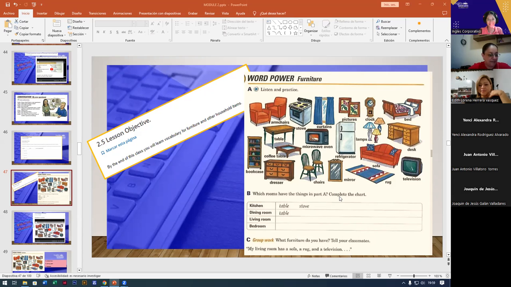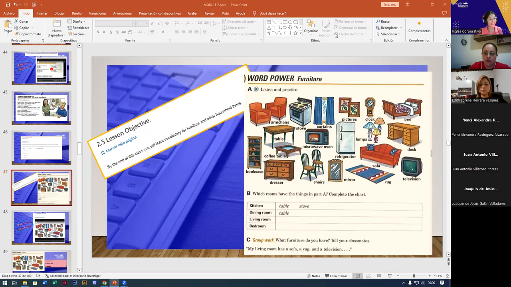Okay, we are here now. Remember that in the previous class, we saw about the simple present, right? We formulated questions, we do and does. So now we'll continue here, but now with another objective. We're going to learn about vocabulary for furniture, so all of the objects that we need in our home.